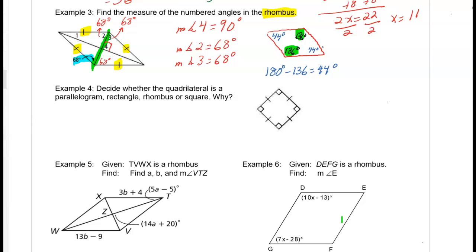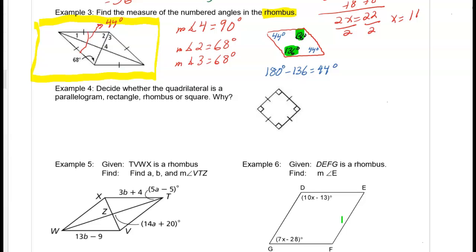Now if we go back to the original picture, so I'm going to go erase some of this. If I go back to the original picture, we know, I'm going to outline it here in yellow, we know the large angle is 44 degrees, and I'm going to mark it here just for clarity, this big angle here is 44 degrees.